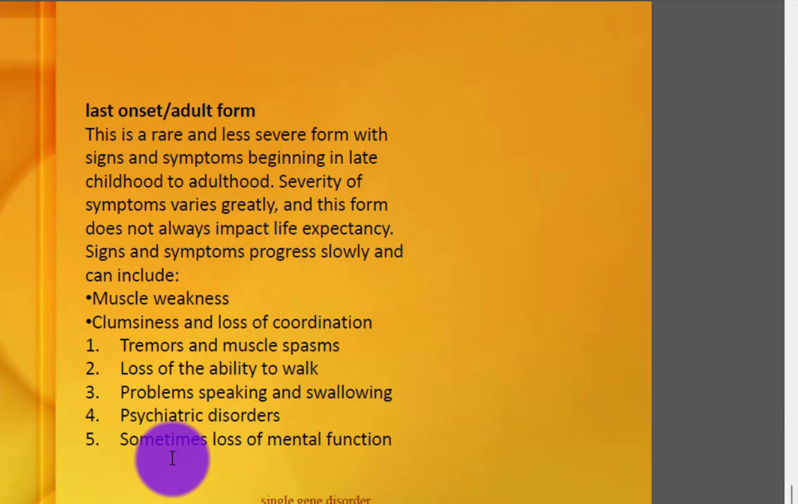Last, adult form. This is a rare and less severe form with signs and symptoms beginning in late childhood to adulthood. Severity of the symptoms varies greatly, and this form doesn't always impact life expectancy. Signs and symptoms progress slowly and can include muscle weakness, clumsiness and loss of coordination, tremor and muscle spasms, loss of the ability to walk, problems speaking and swallowing, psychiatric disorders, sometimes loss of mental function.